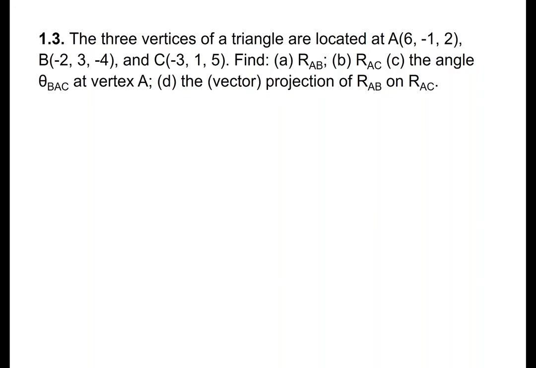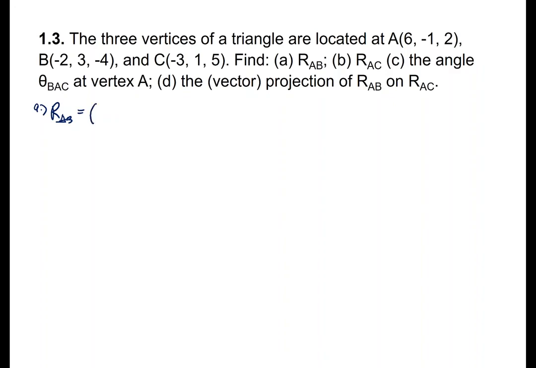I think the first two are very simple, RAB and RAC. This is a triangle in three dimensions, x, y, z. RAB is the vector from point A to B, and RAC is the vector from A to C. We don't need to draw the triangle because we're just looking at the vectors. So RAB we can write directly from A to B, therefore vector B minus vector A.